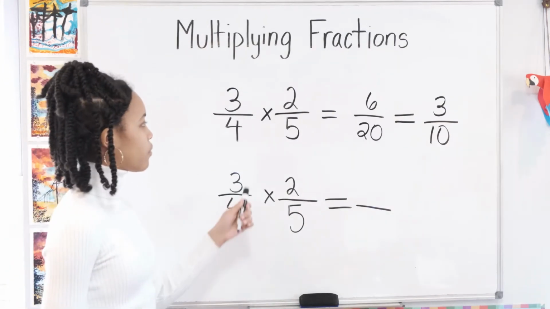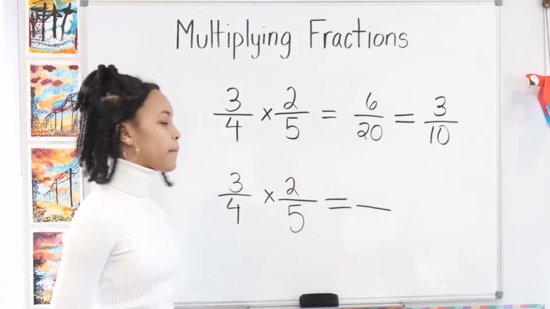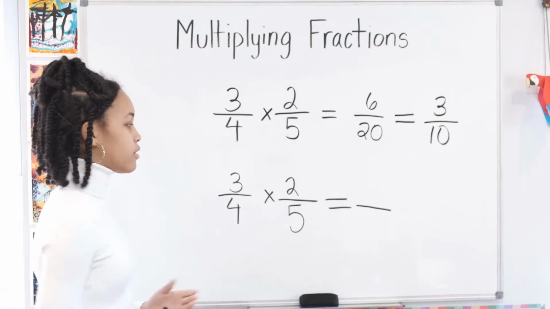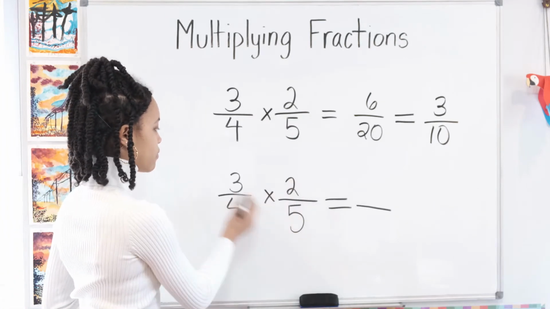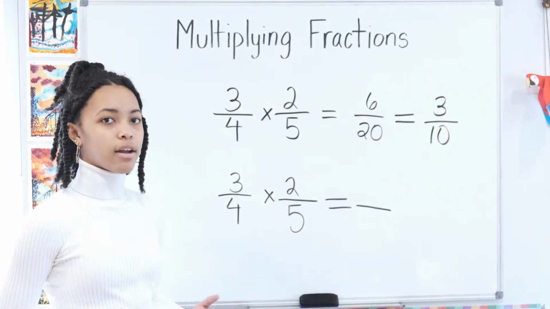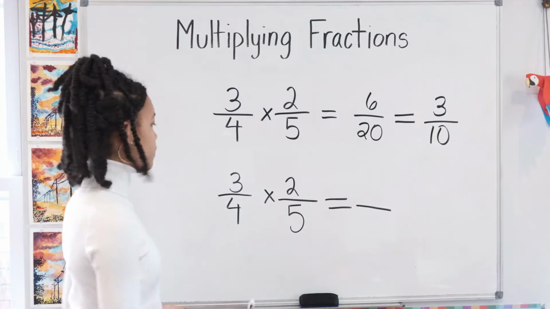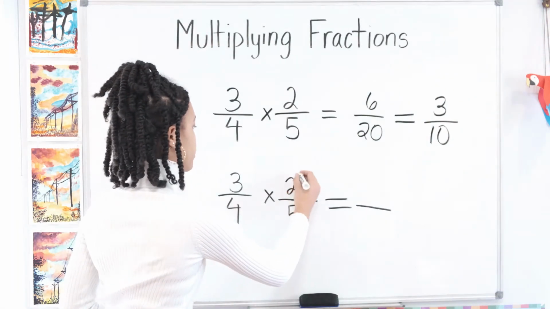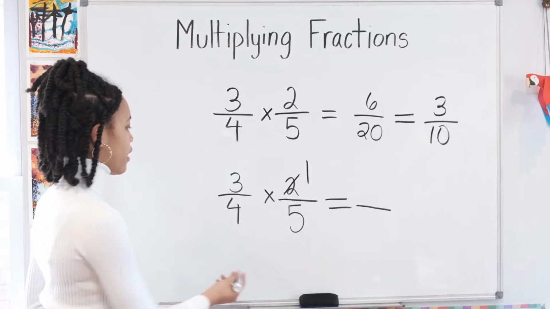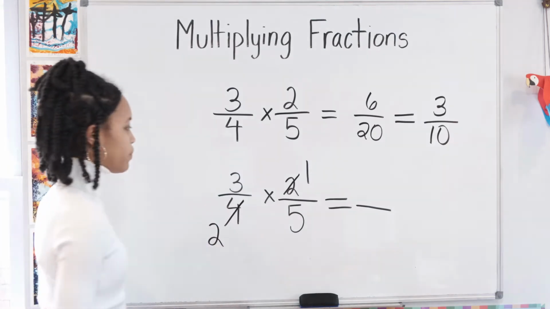Now I'm going to show you another way to do this equation that will eliminate the extra step of reducing this fraction. And the way that we're going to do that is by using cross cancellation. Think of this equation as an X. Let's look at the 4 and the 2. We need to find a number that can go into both 4 and 2 evenly. And that number is 2. 2 goes into itself one time, so we cross out the 2 and write the 1. 2 goes into 4 two times, so we cross out the 4 and write the 2.